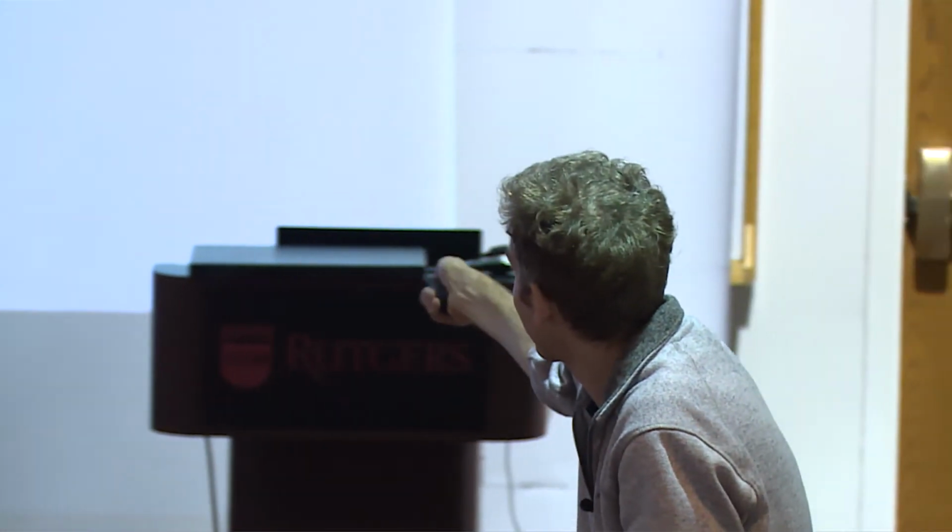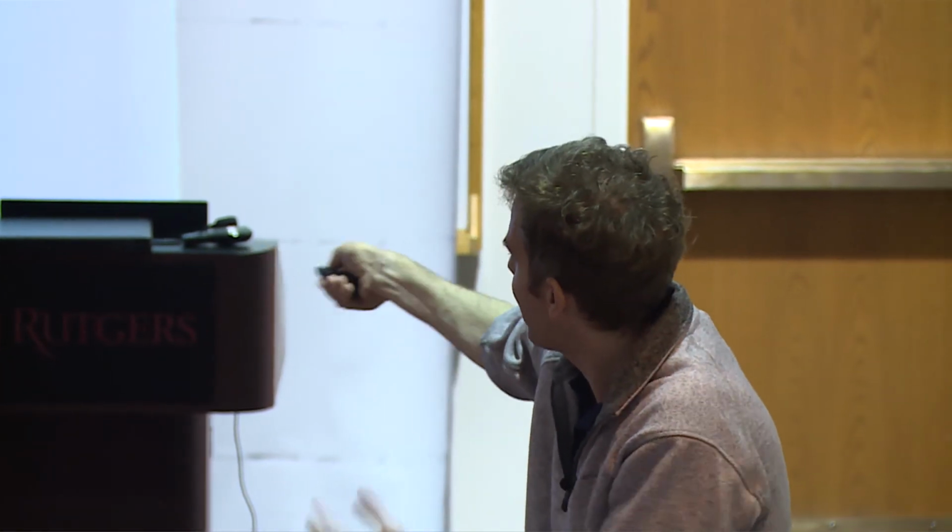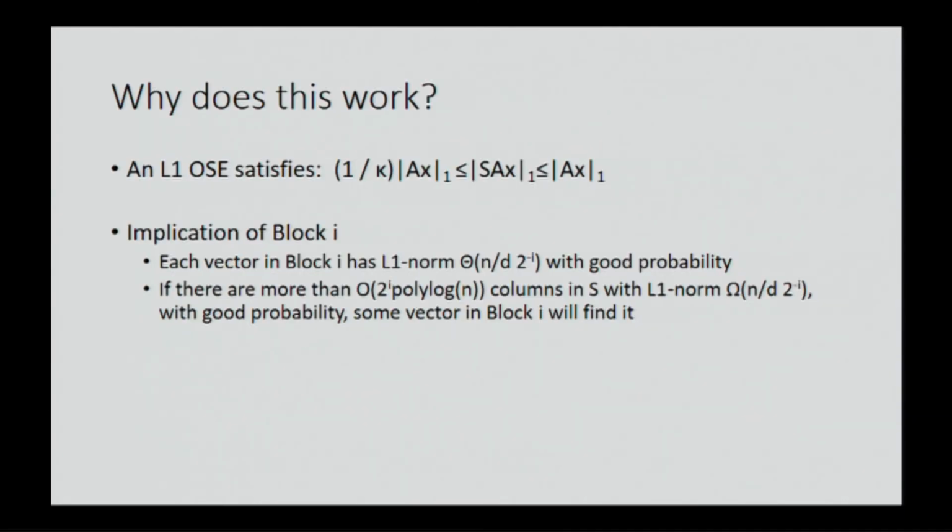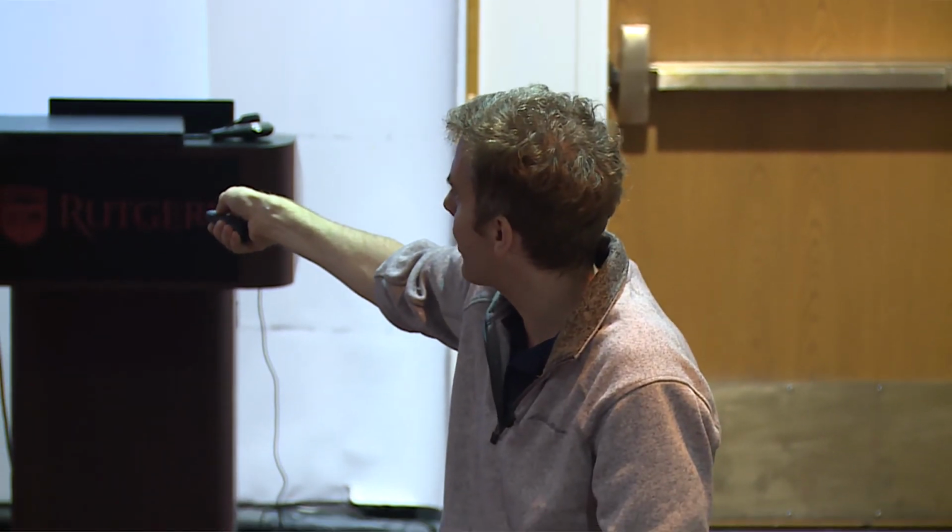Okay, yeah. So basically, if I touch one of them with constant probability, I'm in trouble, because each one of them has L1 norm n over d over 2 to the i. If I touch one of them and my input is only L1 norm n over d over 2 to the i, I violate this subspace embedding condition. So this says there can be at most roughly 2 to the i columns in S with L1 norm about n over d over 2 to the i.